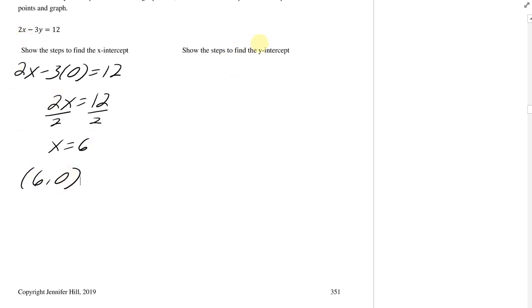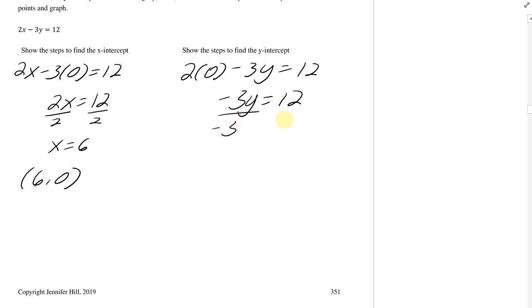So now let's go and find the y-intercept. We basically do the opposite thing. We set the x equal to 0 and solve for y. So again, maybe you want to pause here, solve, hit play when you're ready. So let's see, now I get negative 3y equals 12. Divide each side by negative 3, and I get y equals negative 4. And so now, if I write out what this point would be, this would be the point 0, negative 4.